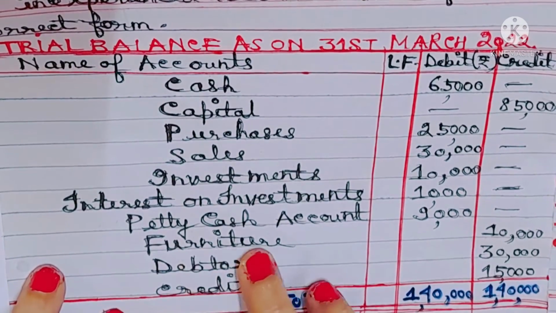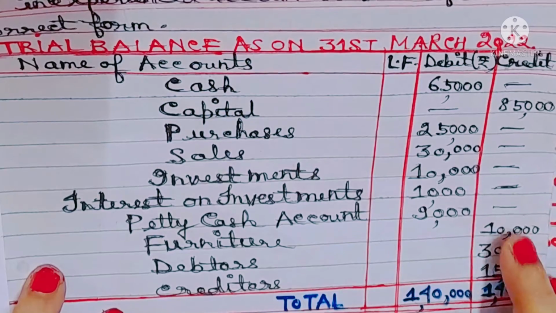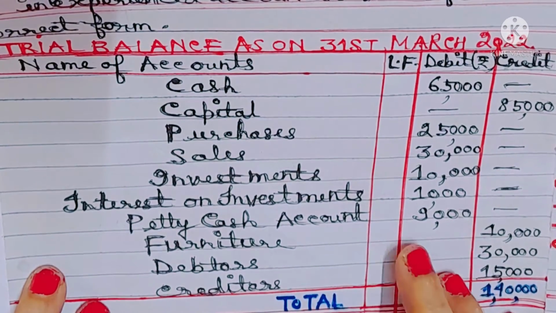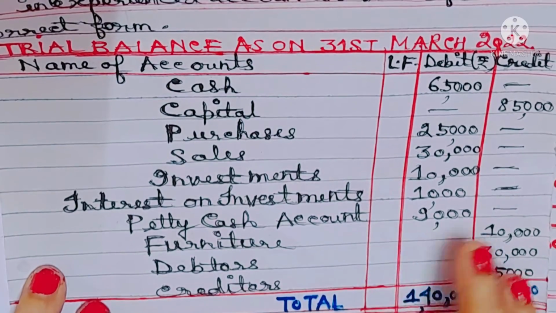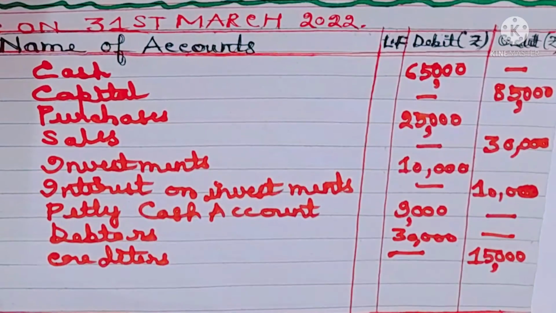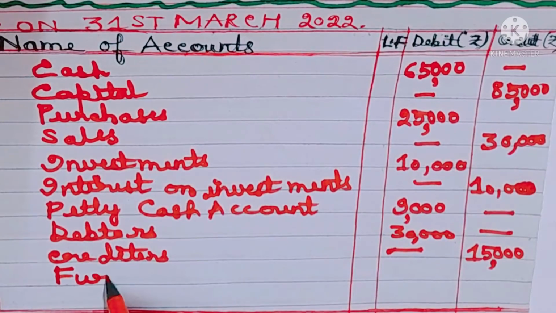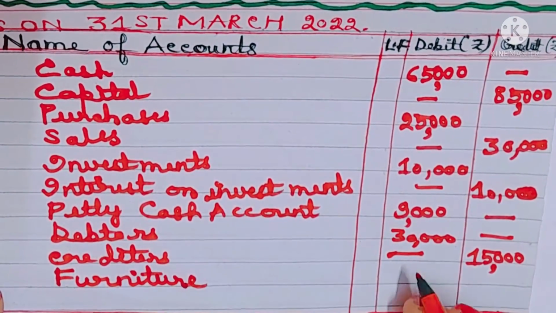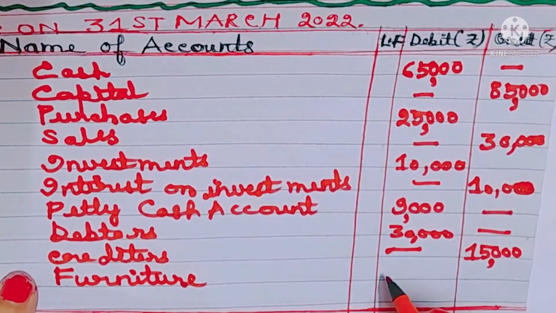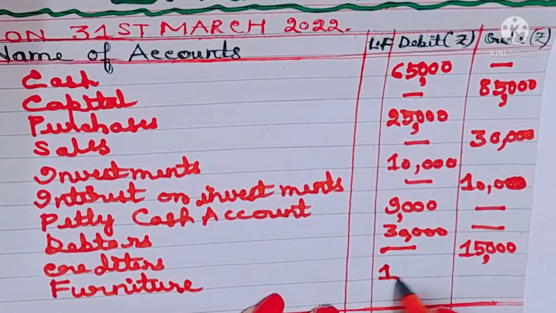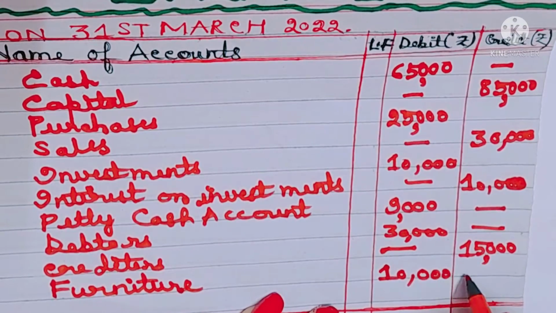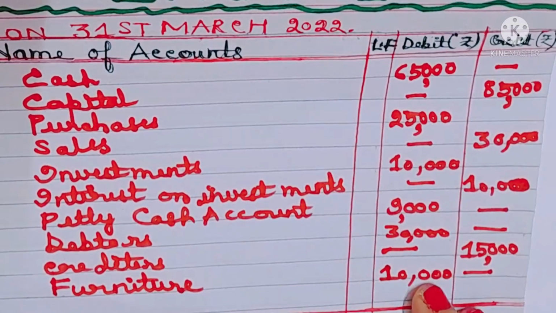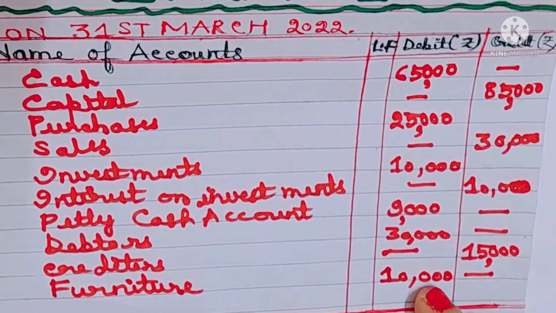So, let's write furniture. Furniture, 10,000 has been wrongly written in the credit column. So, let's rectify furniture and write 10,000 in the debit column. Okay. Furniture. How much? Furniture is 10,000. Furniture has a debit balance and the inexperienced accountant has written wrongly in the credit column, but now we have rectified furniture and we have written 10,000 in the debit column.